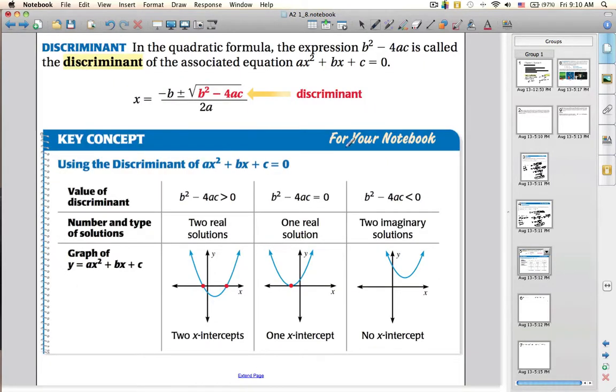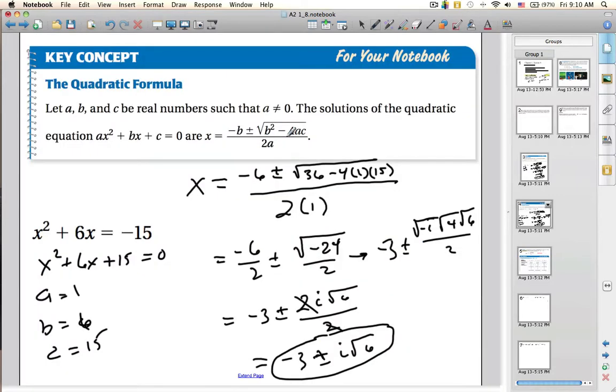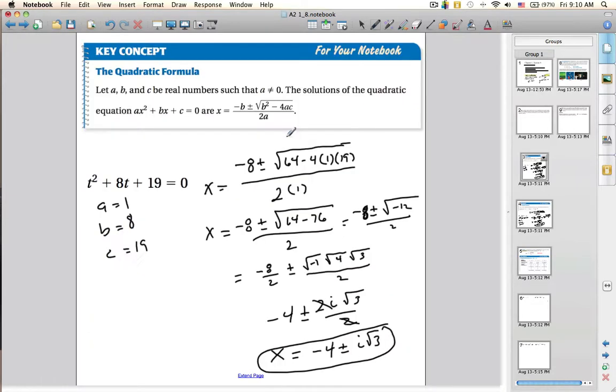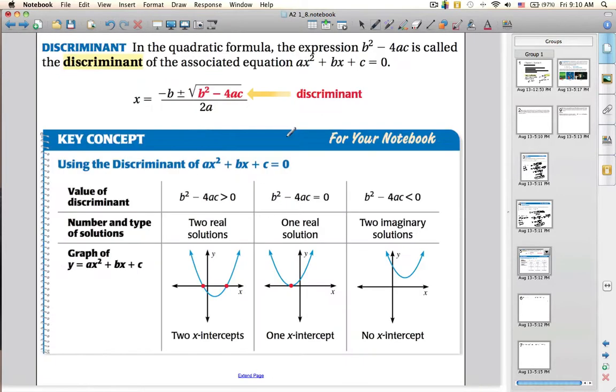Okay, so when we're talking about the discriminant, we just did 2 examples where the discriminant came out to be negative. In both cases, my solutions were in the realm of imaginary numbers. And that makes sense because the discriminant is in a radical. So if I take the square root of a negative number, I'm going to have 2 imaginary solutions. So this is when b squared minus 4ac is less than 0, like our 2 previous examples. You saw I got 2 imaginary solutions.